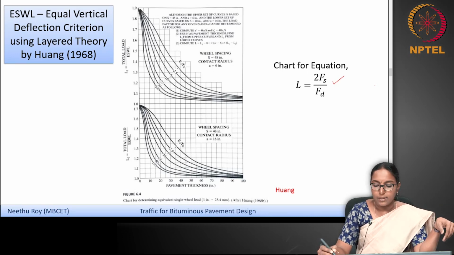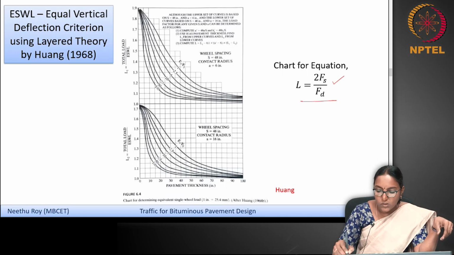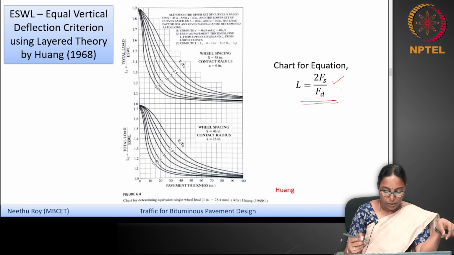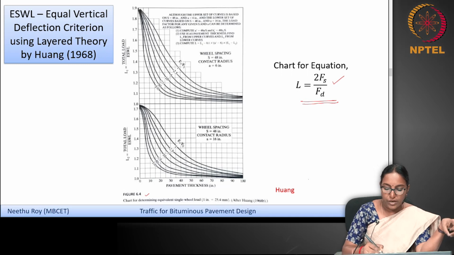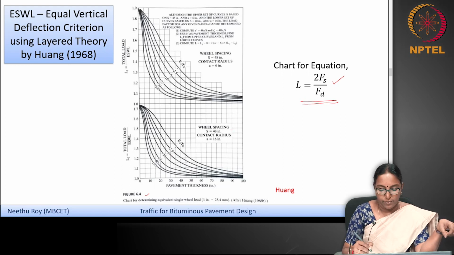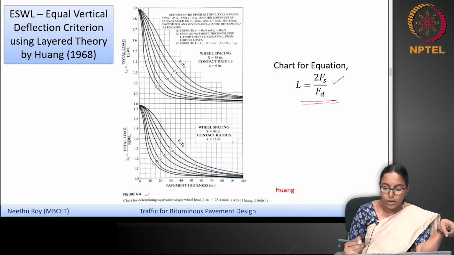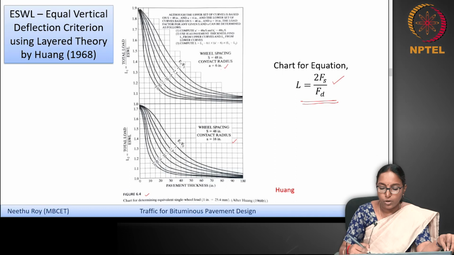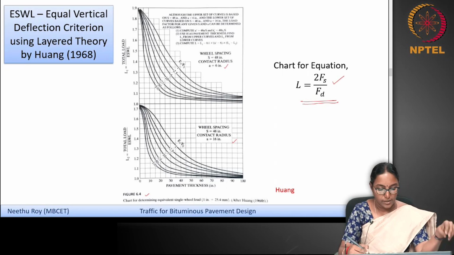So what is done is that for this expression, there is a chart that has been developed. This chart is given as figure 6.4 in Huang. So you see that this chart is for different E1 by E2 values with 2 different contact radii. The first one is for a contact radius of 16 inch and the top one here is for a contact radius of 6 inch, both drawn for a spacing of 48 inch.